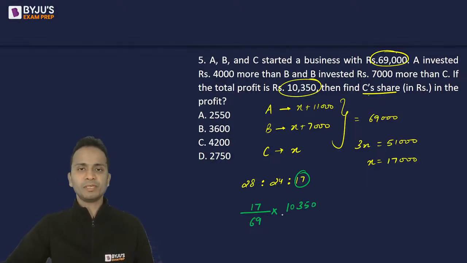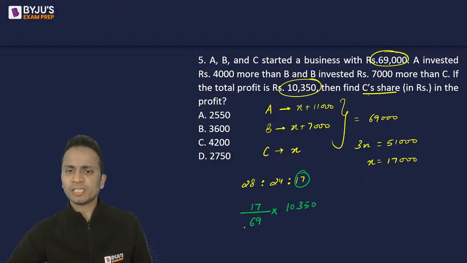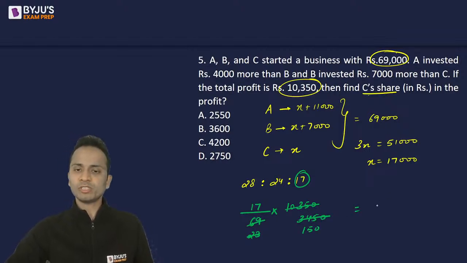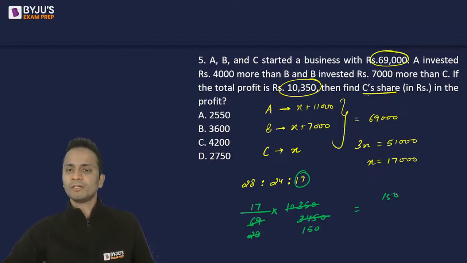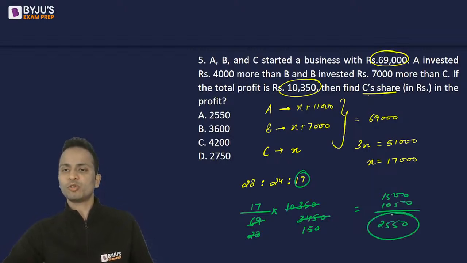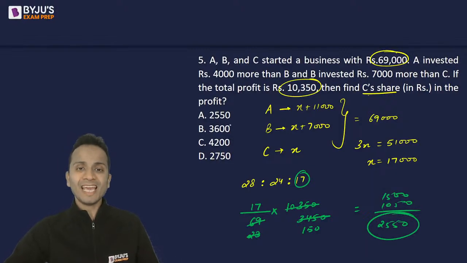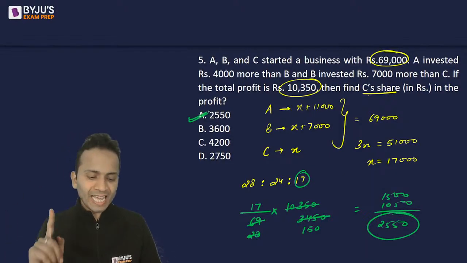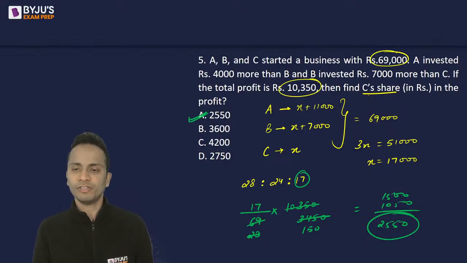ओके, अब जस्ट मल्टीप्लाई करना है, डिवाइड करना है, एंड यू विल गेट योर आंसर. ओके, सो सिंप्लीफिकेशन 69 एंड ये कैंसिल हो जाने चाहिए. पहले 3 कैंसिल कर देते हैं. 23 एंड दिस इज द 3450, then 150. Now 150 into 17, 1500 plus 1050, that is 2550. So 2550, option A. 2550, option A is the correct answer of this question.